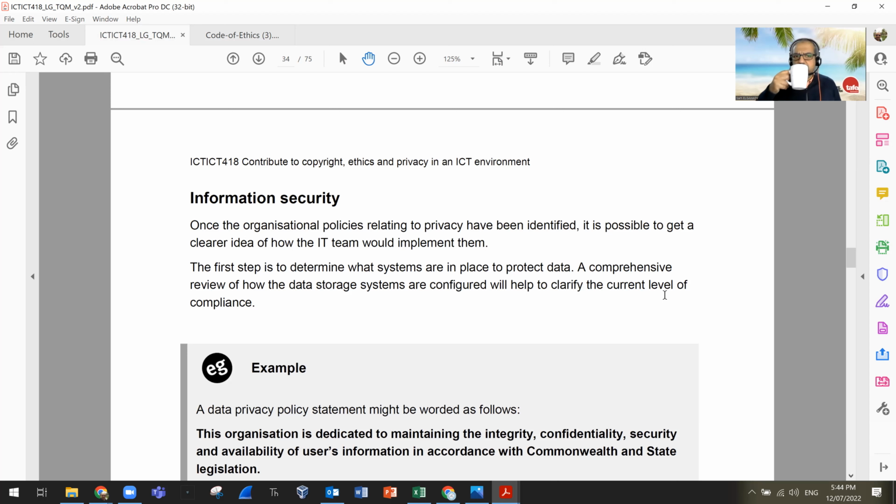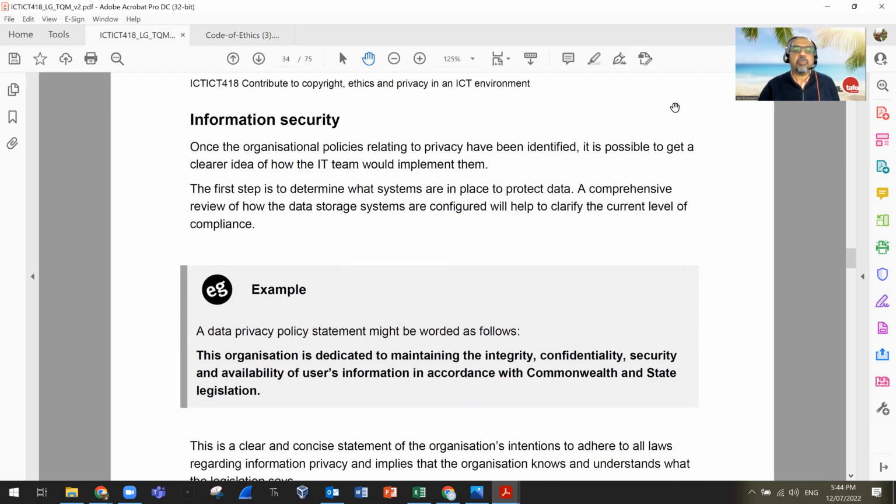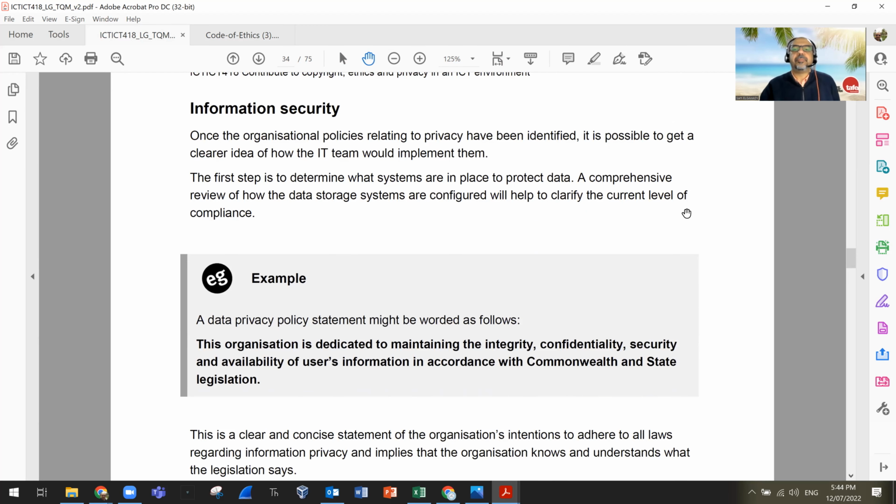Any questions for me? So the IT team will implement the policy. Good. Is the policy unchangeable?